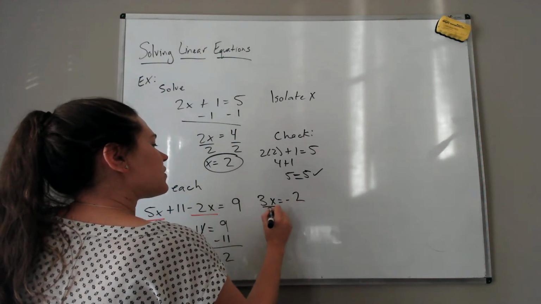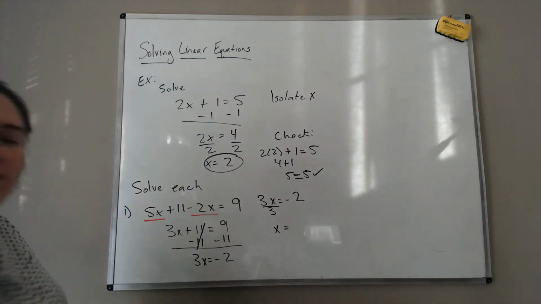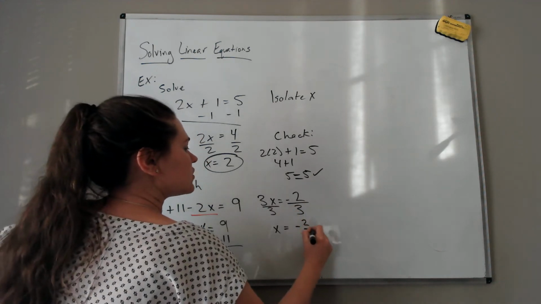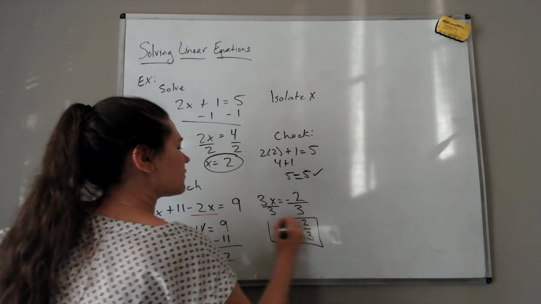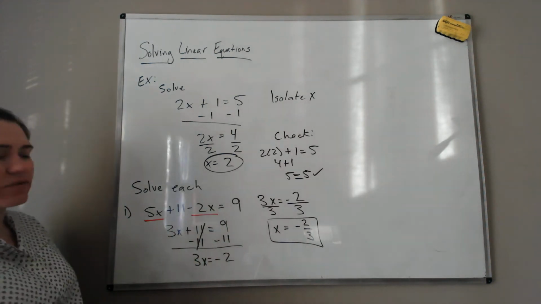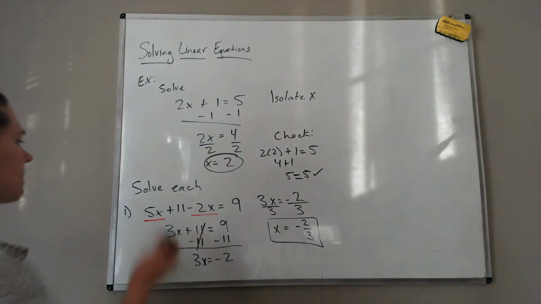X is multiplied by 3, so how do we get x by itself? Because that's what we want, we want to find its value. Divide by 3. If you divide the left side, you have to divide the right side. So that gives you x equals negative 2/3. You can plug negative 2/3 in and check to make sure that the left-hand side equals the right-hand side. So that's number 1.